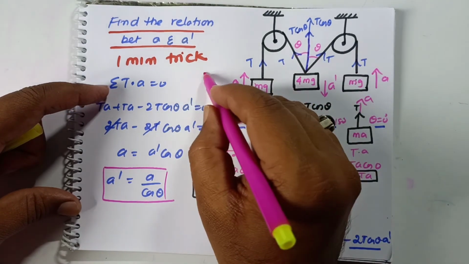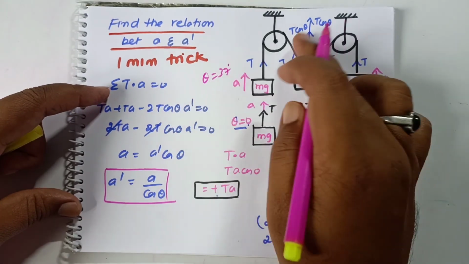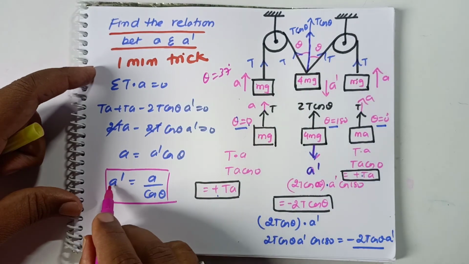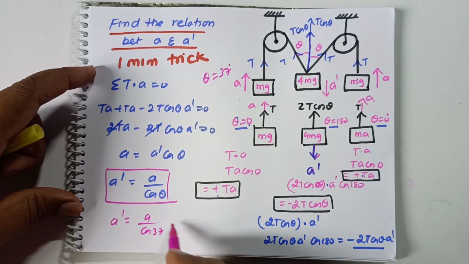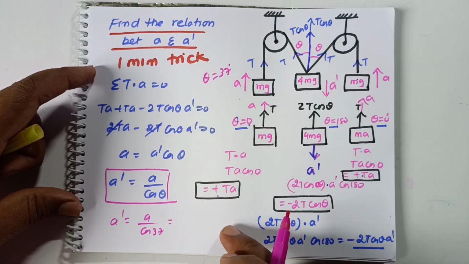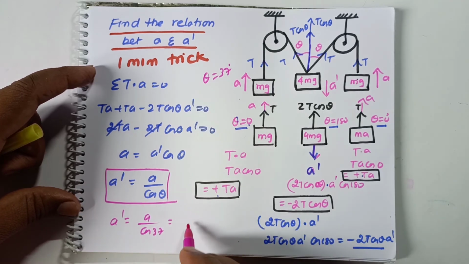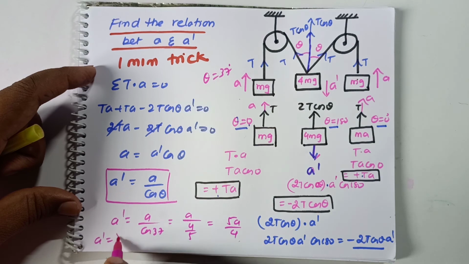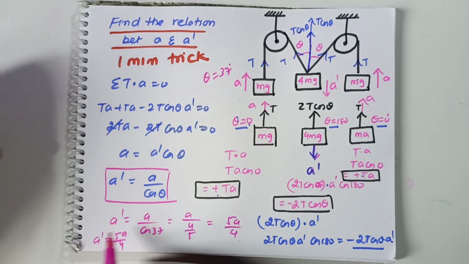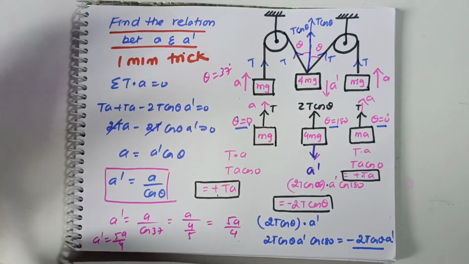Sometimes, for example, if theta is given as 37 degrees in this case, you can find out the relation between A dash and A. So A dash is equal to A by cos 37, and cos 37 is nothing but 4 by 5. So you can write A by 4 by 5, which is equal to 5A by 4. So therefore A dash will become 5A by 4 here. So this is the final equation we are going to get.